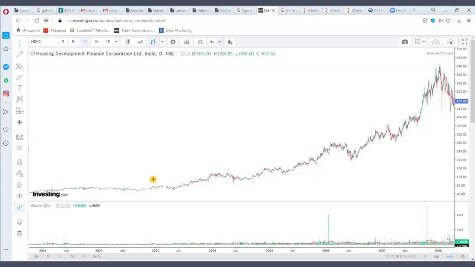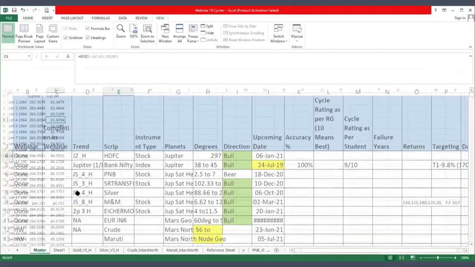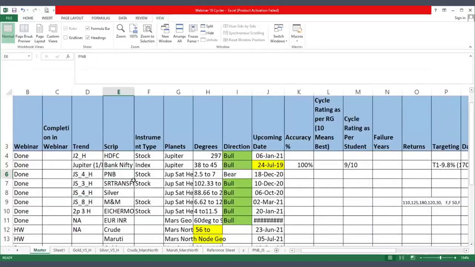So I'm sharing my Excel, HDFC. Wait for a second. So you are able to see my Excel? Yes, sir. Excel is visible. Okay, Excel is visible.